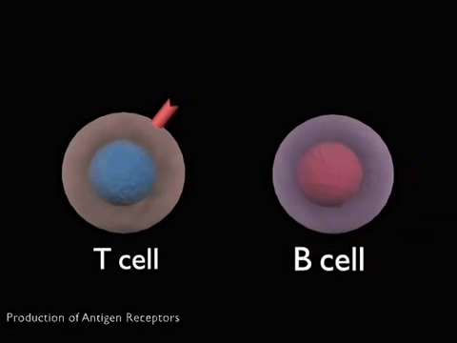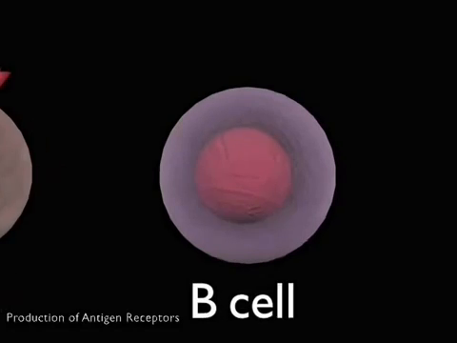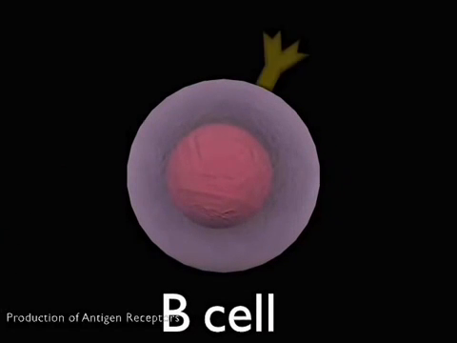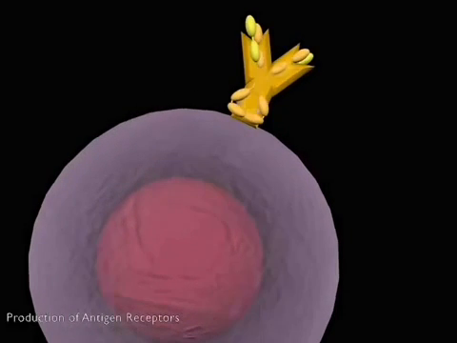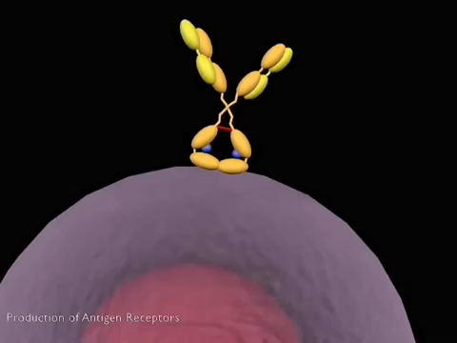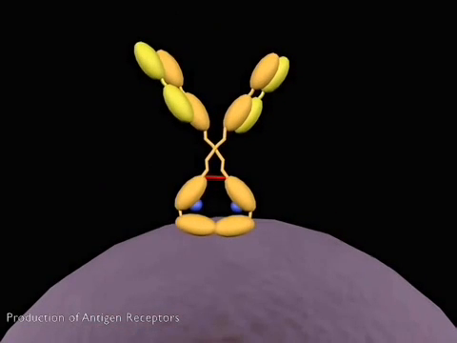There are two groups of lymphocytes, B cells and T cells. B cells use cell surface antibody as their antigen receptor, while T cells use a related but distinct molecule, the T cell receptor, or TCR. Each T cell or B cell recognizes just one antigen, but the population as a whole can recognize any antigen that a pathogen may produce.